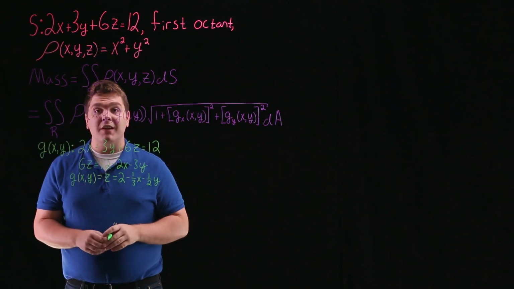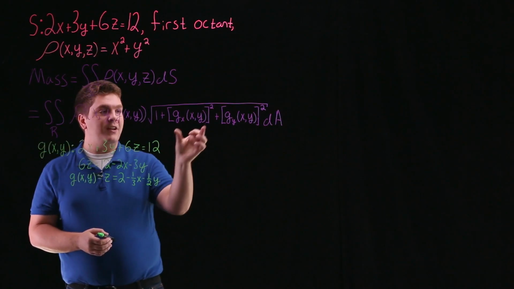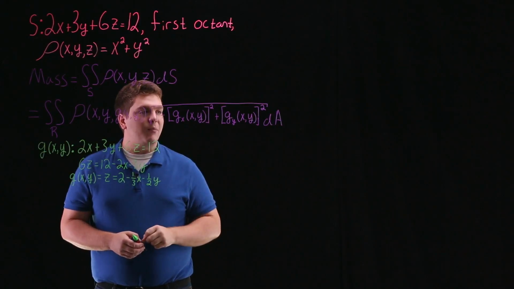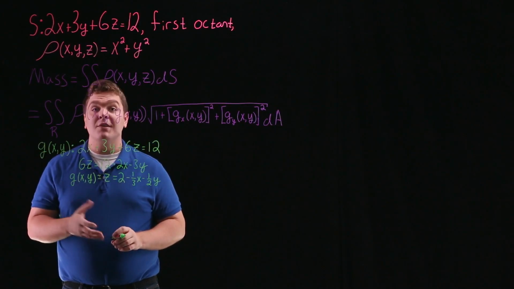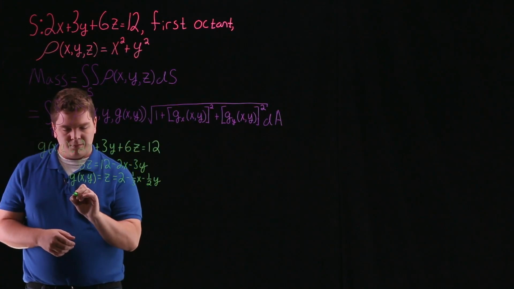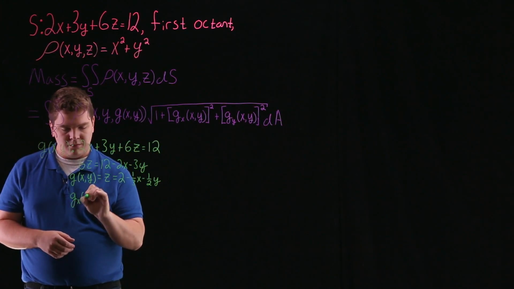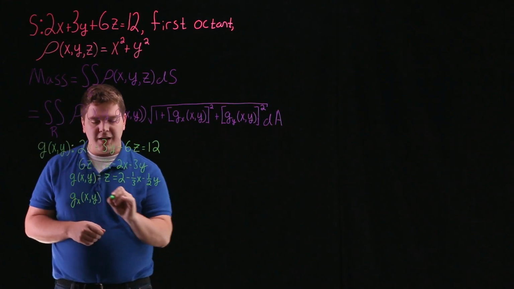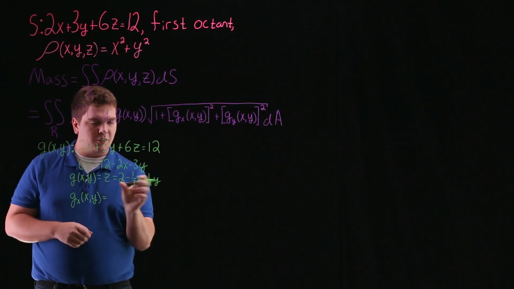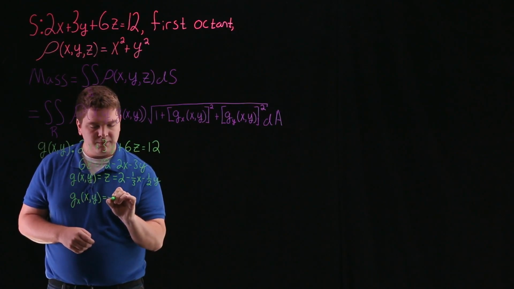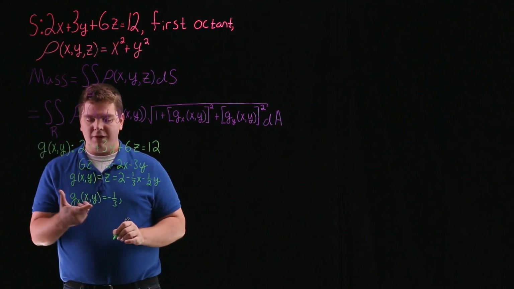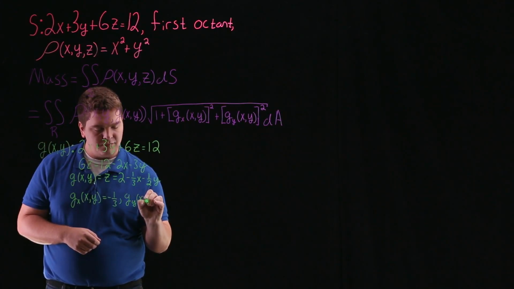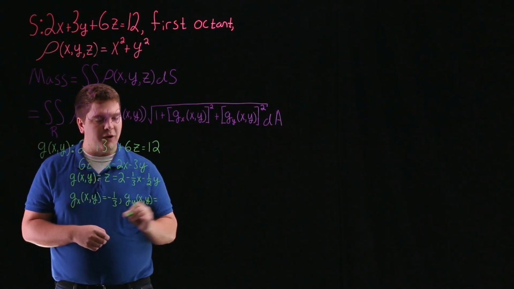So now that we've already found g of xy, we know that we're going to need the partial derivative of g with respect to x and the partial derivative of g with respect to y. So let's go ahead and find those now as well. The partial derivative of g with respect to x, looking at this equation, is just negative 1/3. And the partial derivative of g with respect to y is going to be negative 1/2.